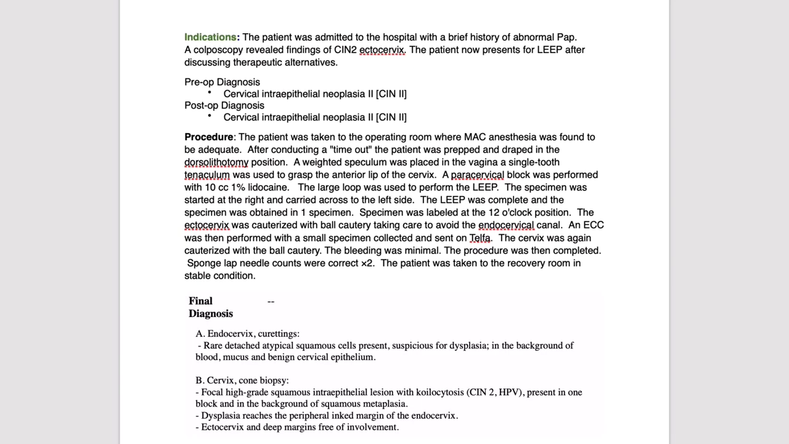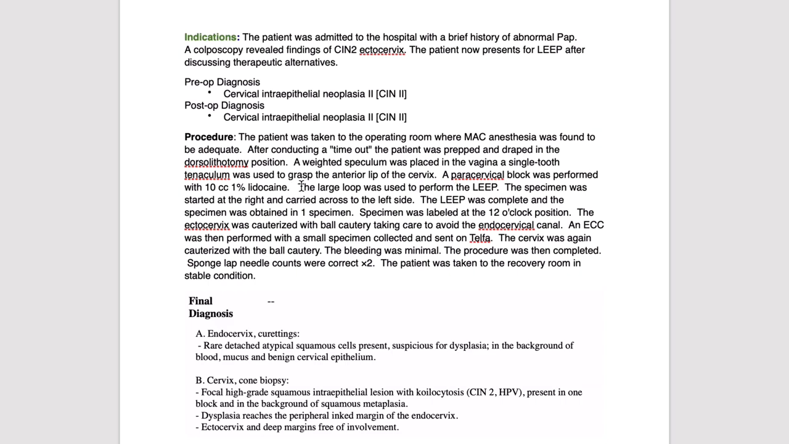For our third one, we have patient was admitted to the hospital with brief history of abnormal pap. Colposcopy revealed findings of CIN 2 of the ectocervix. And the patient now presents for LEEP. So pre-op and post-op are for CIN 2, and patient was taken to the operating room, conducted a timeout. She's in dorsal lithotomy position. A weighted speculum was placed. Paracervical block was performed. A large loop was used to perform the LEEP.